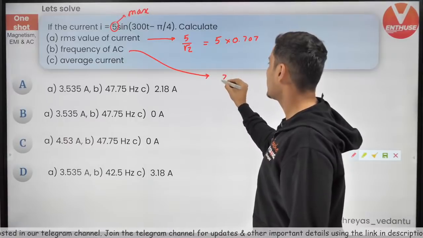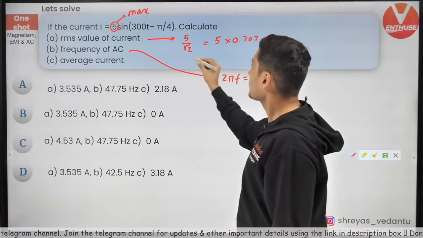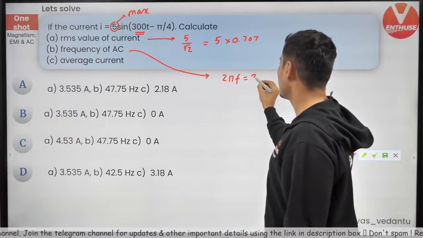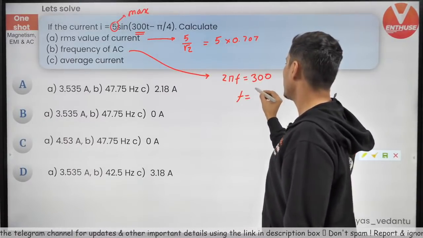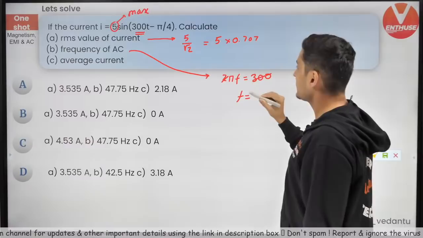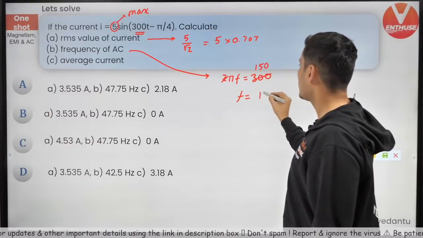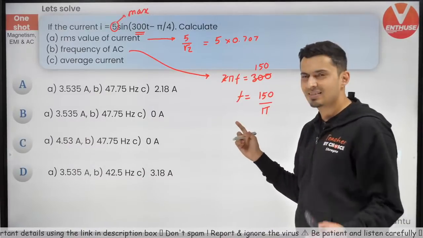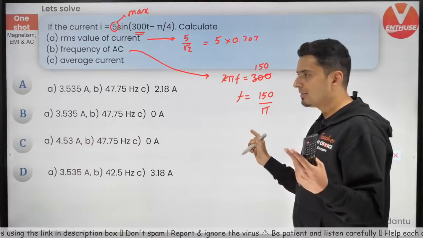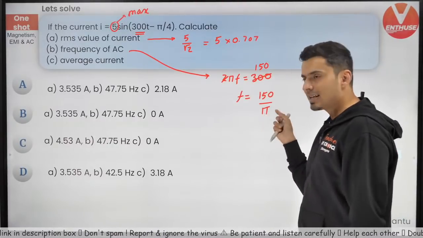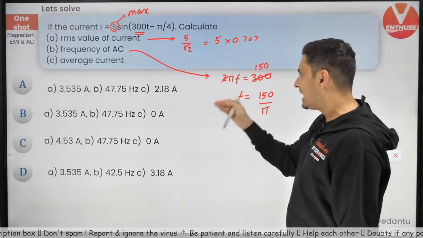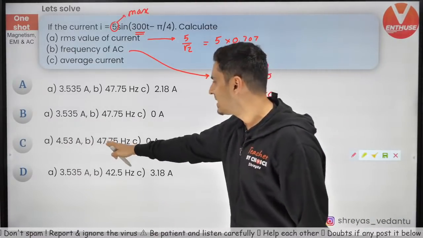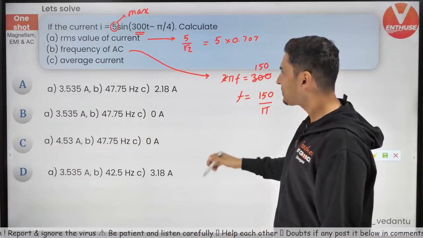Frequency is nothing but, you have to find it by 2 pi f is nothing but 300. So f will become 150 by pi. So 150 by pi, pi is 3, so 150 by 3 is 50. But pi is actually 3.14, so it will be slightly less than 50. So 47 point something.